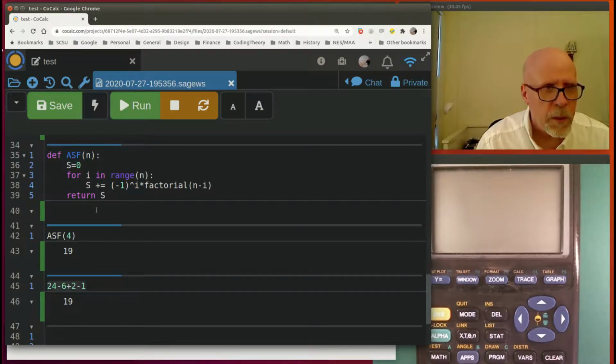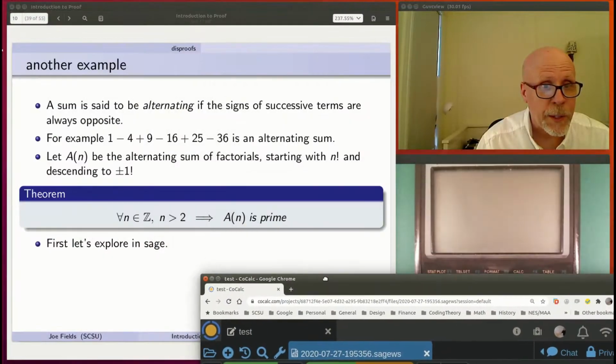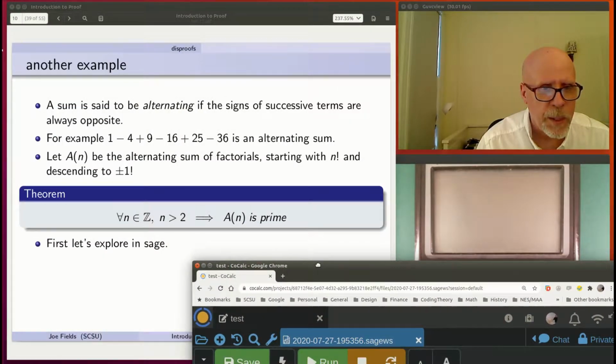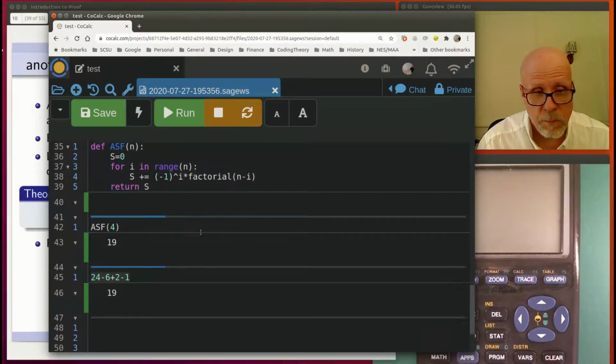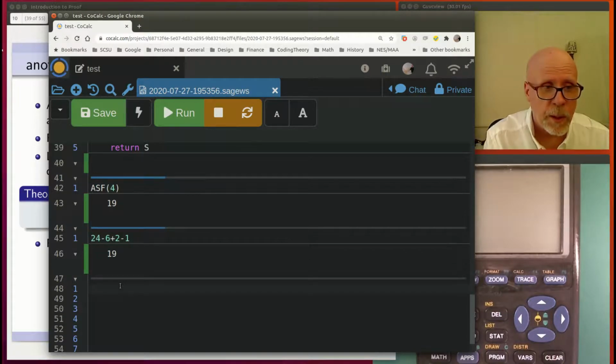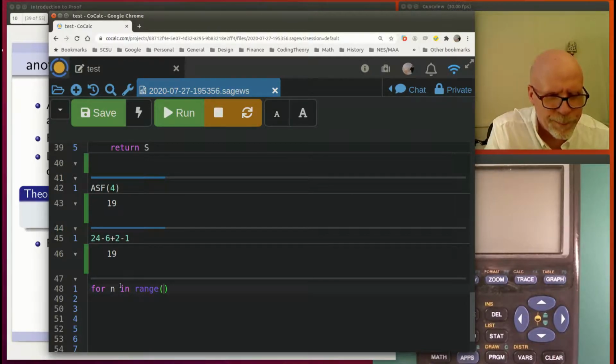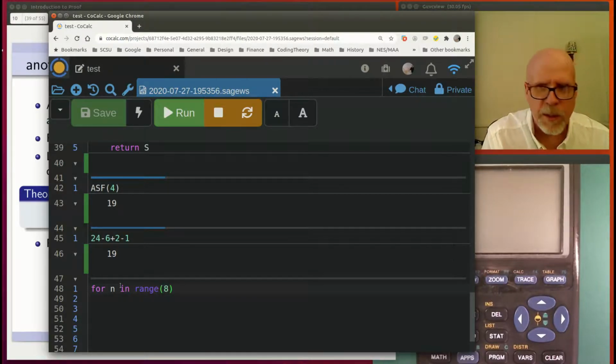The theorem we were asked to look into, the conjecture really I should have called it, is that when n is bigger than 2, a sub n is prime. So let's get the computer to tell us about the primality of a sub n for n equals 3, 4, 5, etc. I'll use n as the loop variable this time. N in range, I just want to go to 8, I think. No, actually, I don't want range 8. That would give me values where it's not going to work. So let's start at 3 and go up to 8, range 3 to 8.